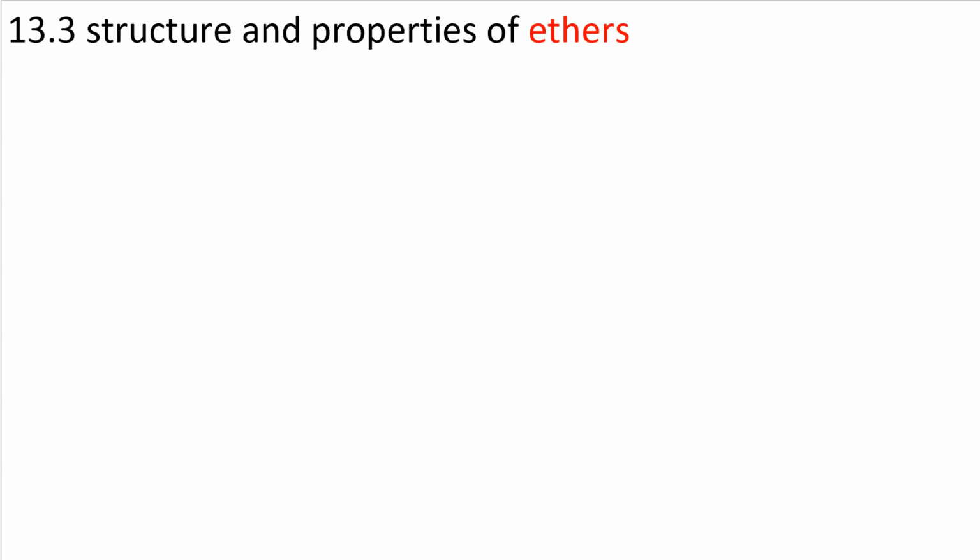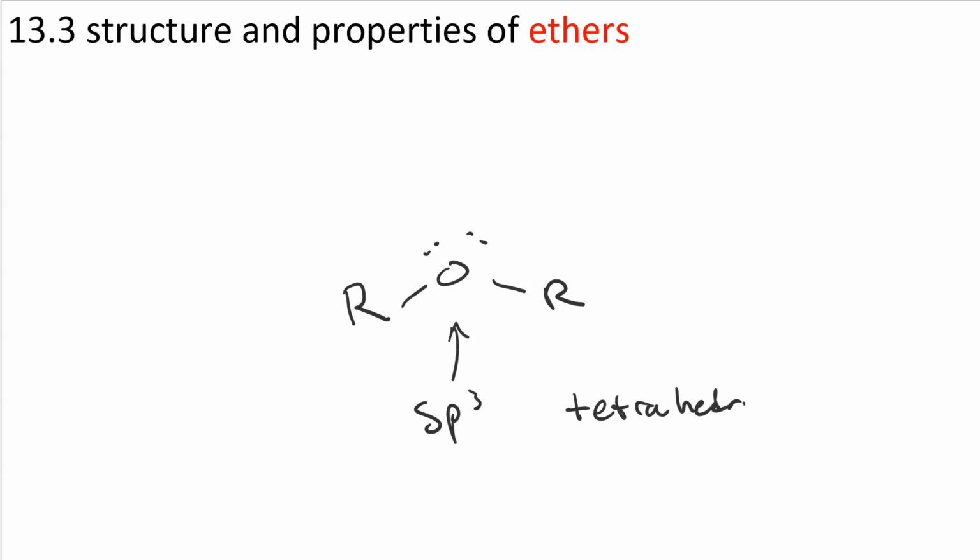Structure and properties of ethers. The central atom, the oxygen, is sp3 hybridized. So that means it has a tetrahedral electron geometry. Our bond angle, then, should be somewhere around 109.5.